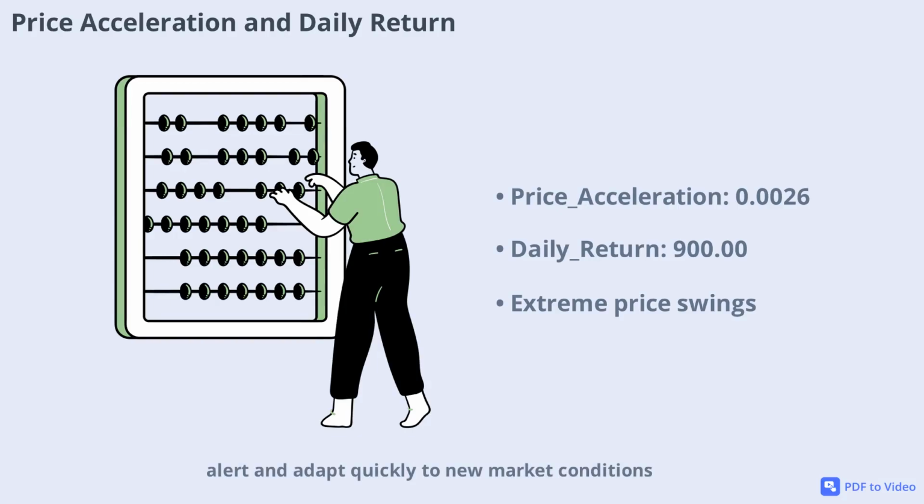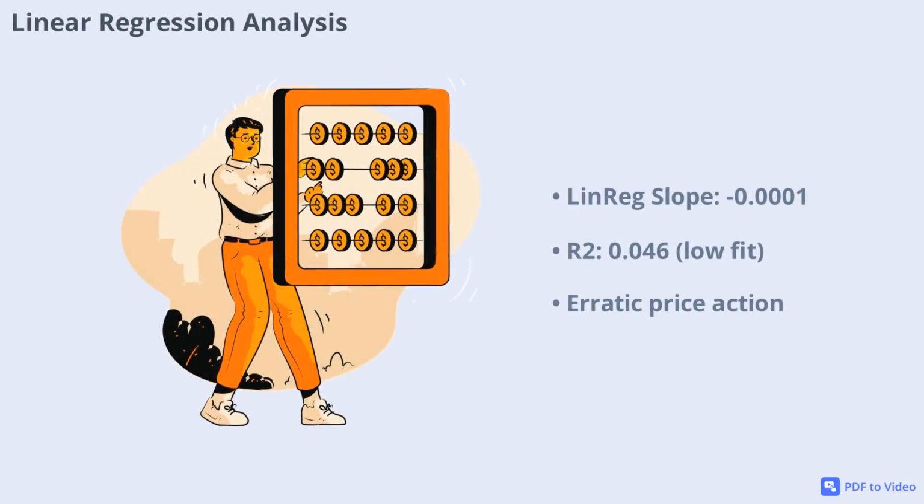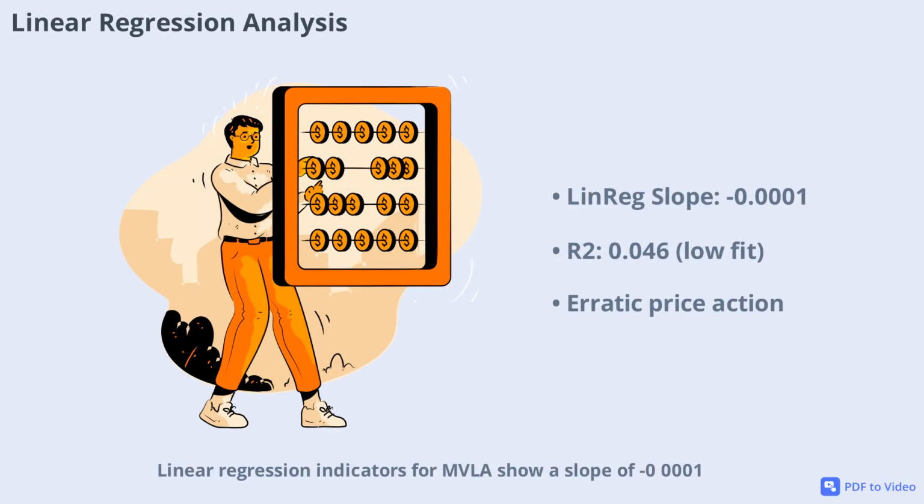Linear regression indicators for MVLA show a slope of -0.0001, an intercept of 0, and an R2 of 0.046. The predicted price is 0, with a deviation percent of 283.48. These values suggest that the recent price action is highly erratic and not well explained by a simple linear trend. This reinforces the need for caution when interpreting short-term price movements.